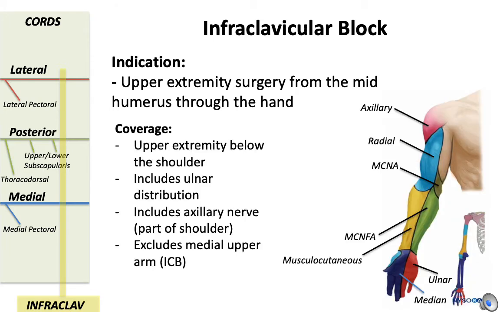This block will cover some of the axillary nerve distribution of the shoulder, as reflected by the pink color above. It also includes the ulnar nerve and has less risk of ulnar sparing than the supraclavicular block. Again, the medial upper arm, covered by the intercostobrachial nerve, is excluded.